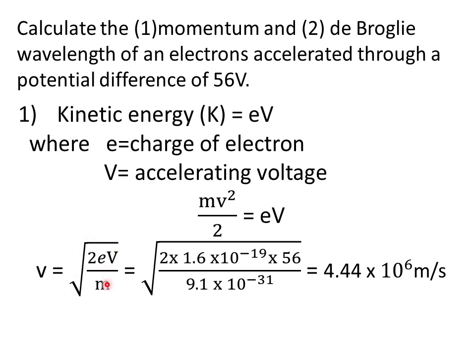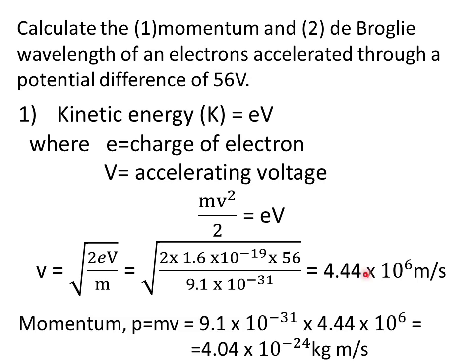When substituting for e, V is equal to root of 2 into 1.6 into 10 raised to minus 19 into V 56 and m 9.1 into 10 raised to minus 31. We get 4.44 into 10 raised to 6 meter per second. Momentum p equals m into v, m 9.1 into 10 raised to minus 31 and v 4.44 into 10 raised to 6. We get 4.04 into 10 raised to minus 24 kilogram meter per second.